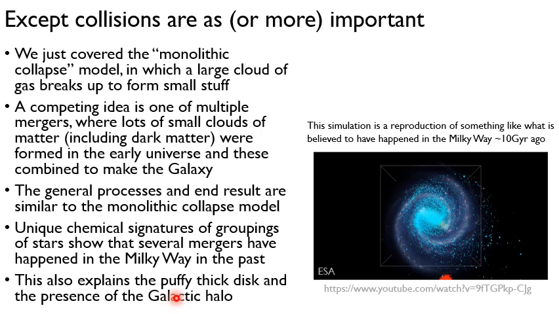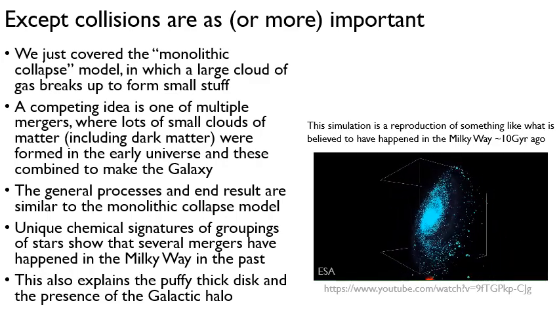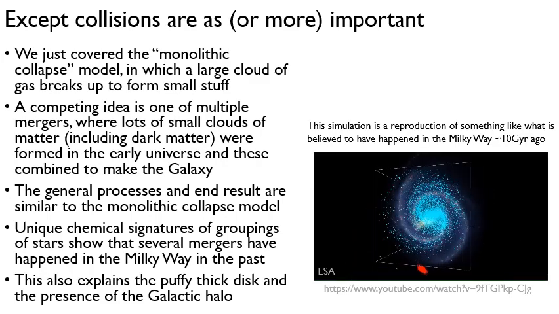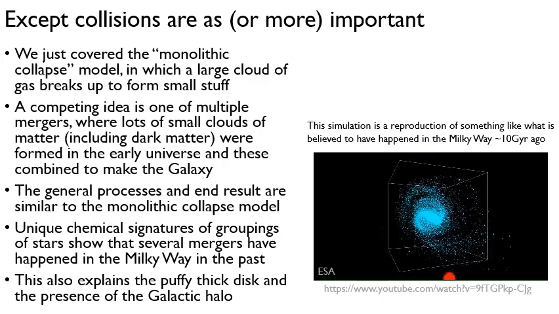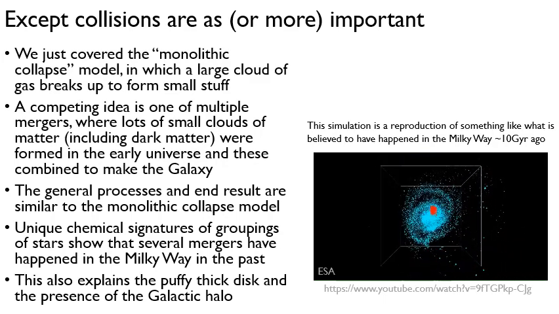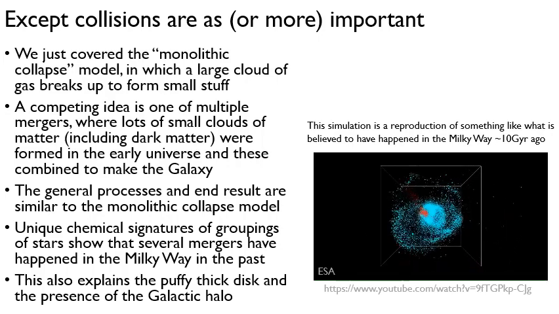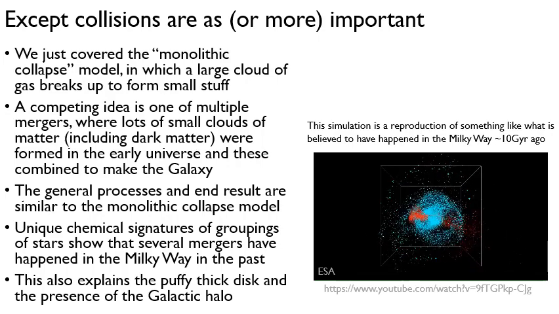So if you want to look at what this kind of thing could look like, this movie here is really nice. It's a simulation that's trying to reproduce roughly what happened to the Milky Way about 10 billion years ago, inferred from looking at the chemical signatures of stars and their different orbits around the center of the galaxy. In this movie, the Milky Way 10 billion years ago is the blue stuff, and the red thing is a littler galaxy merging in with the Milky Way, and it would look something like this.